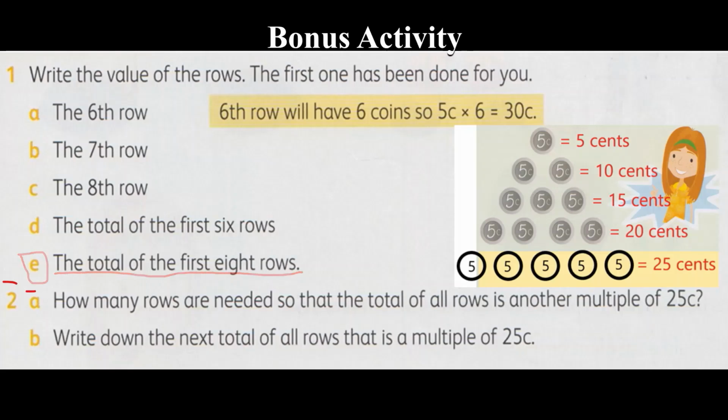Now for number 2, letter A here, the question says, how many rows are needed so that the total of all the rows is another multiple of 25 cents? Now here's where you go back to the formula I just showed you earlier in the video. So if you apply this formula here, you should be able to figure out how many rows are needed so that you'll have the total of all rows. That would be another multiple of 25 cents.